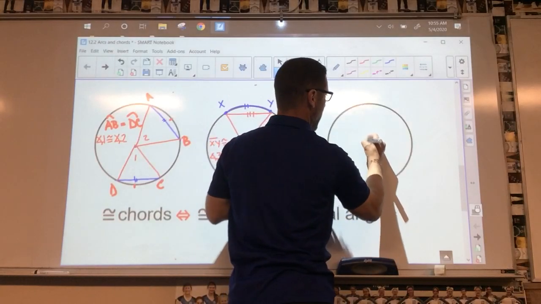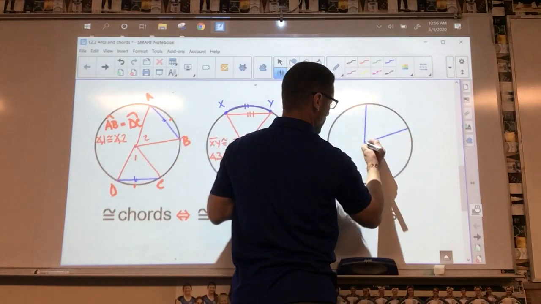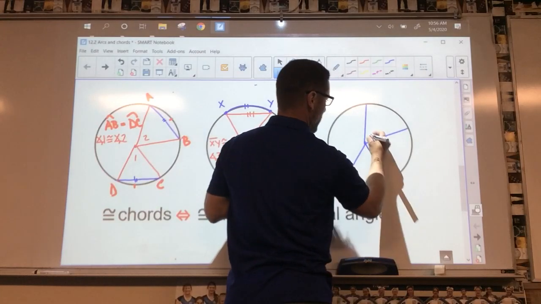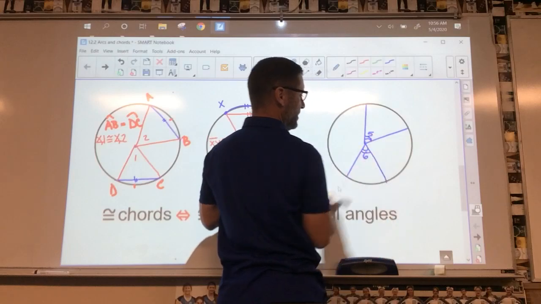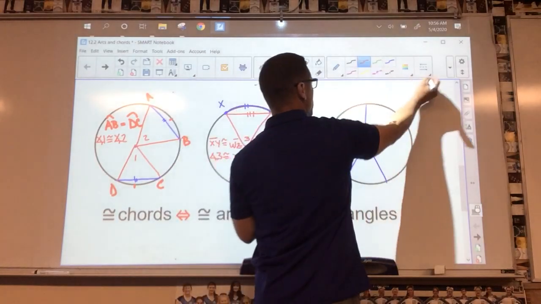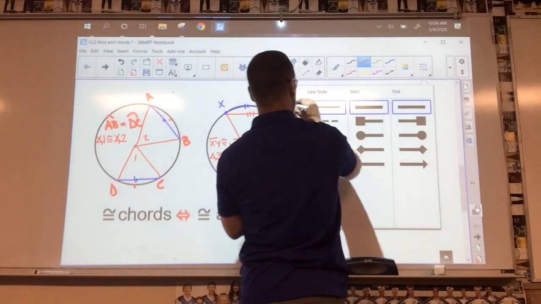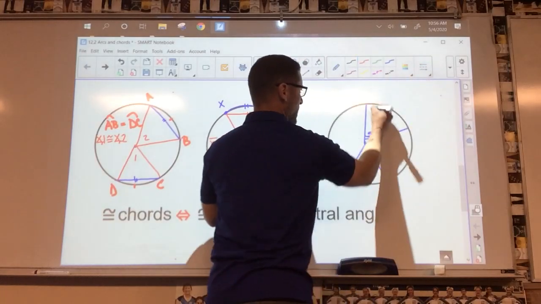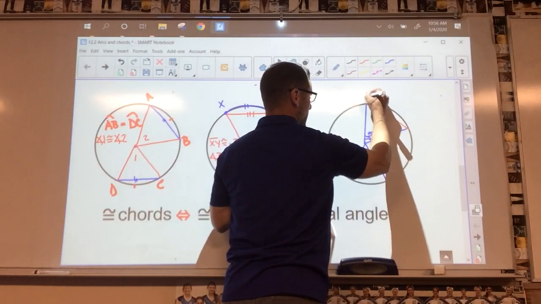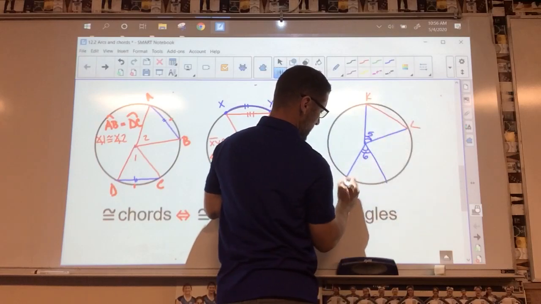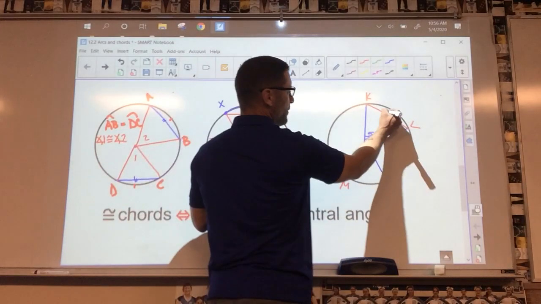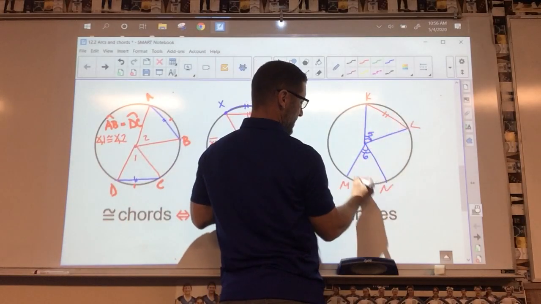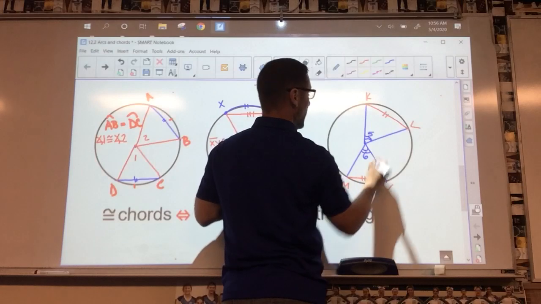This one says if the angles are the same, maybe angle 5 is the same as angle 6. I'm going to put little congruencies in there. If 5 and 6 are the same, then this following red part will happen. I'll put KL and MN. If the blue angles are the same, then K to L is the same as segment M to N.